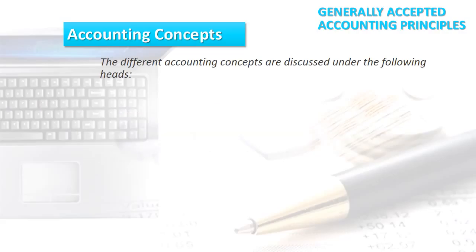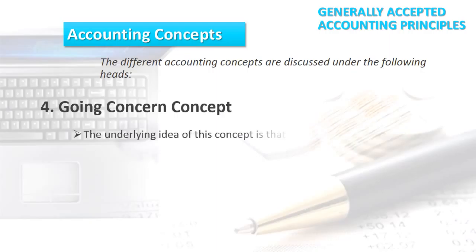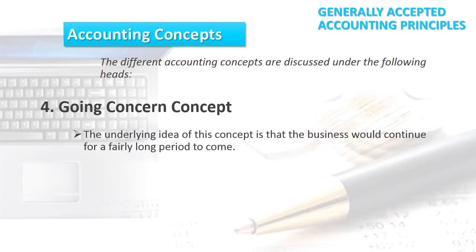Going concern concept. The underlying idea of this concept is that the business would continue for a fairly long period to come. Accounting transactions are recorded from this point of view. On account of this concept, the accountant does not take into account the market value of the fixed assets, or the forced value of assets as if the business would be liquidated, for preparing the balance sheet.